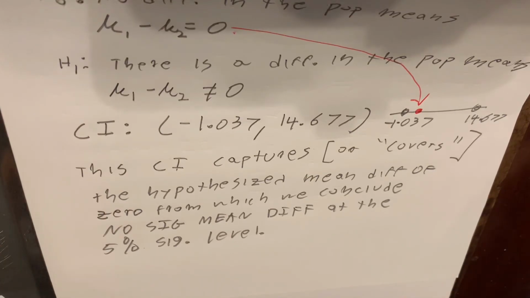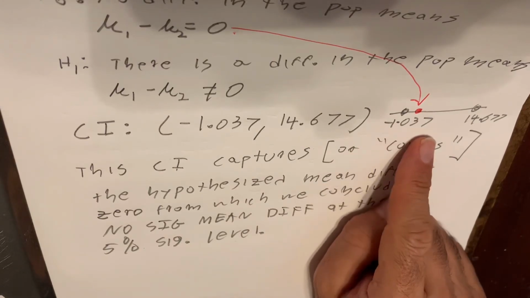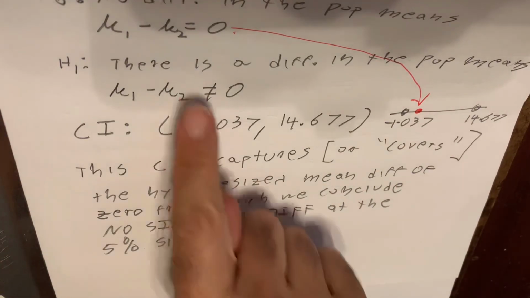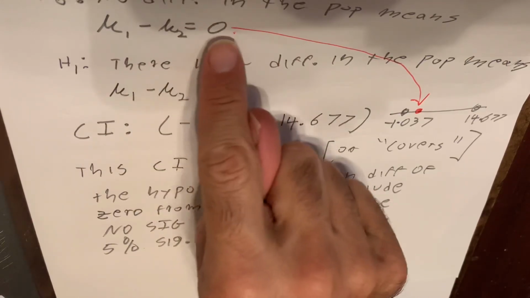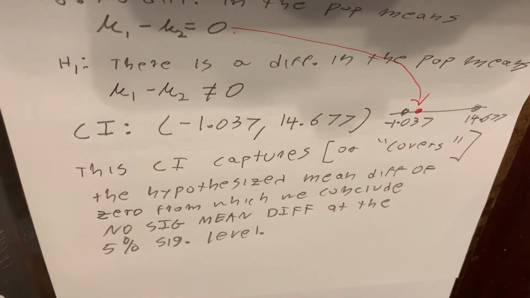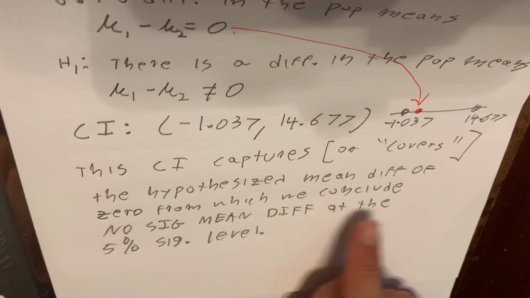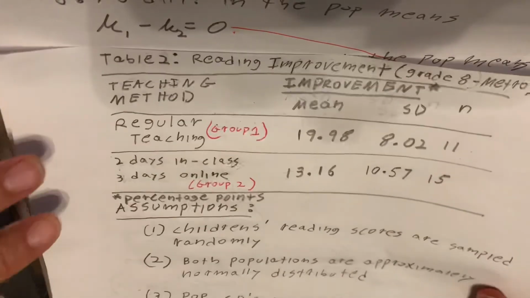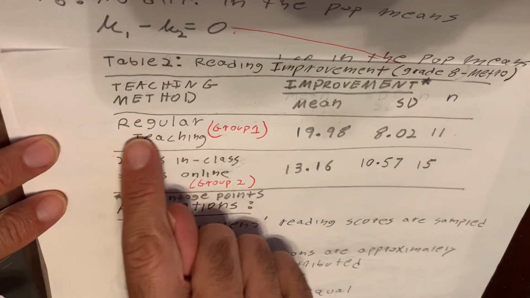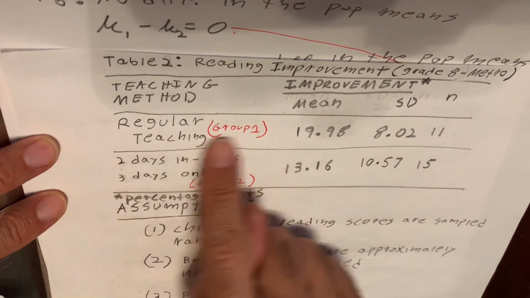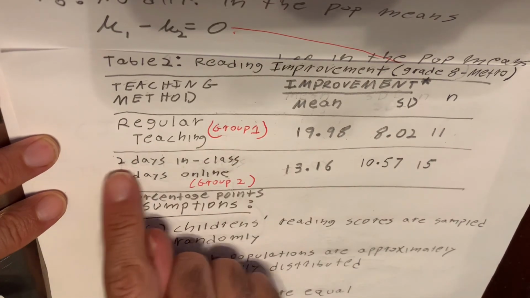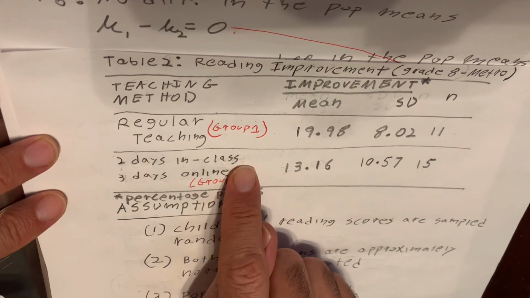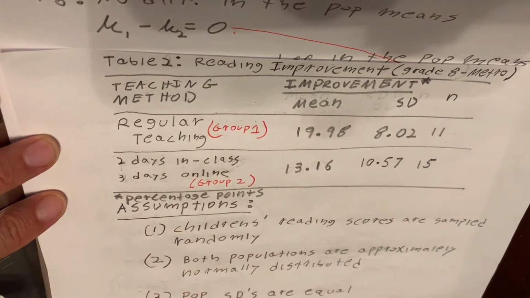And so I am going to end this video with the fact that since the confidence interval captures or covers the hypothesized mean difference of 0, we must conclude that there is no significant mean difference at the 5% significance level, telling us that at that level of significance, it doesn't matter whether we use regular teaching 5 days a week with a real human teacher, or whether it's 2 days in class with a real human teacher and 3 days online.